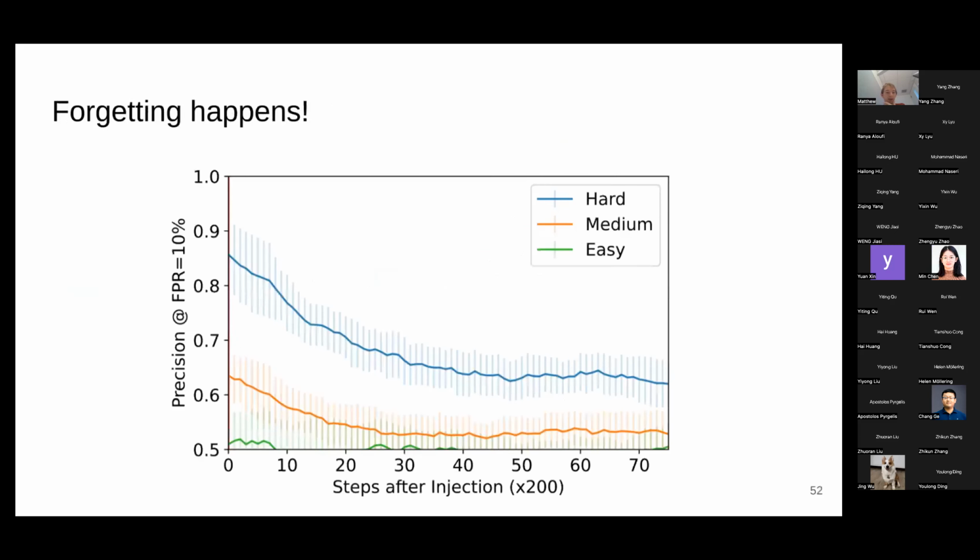And it turns out that you get a nice steady decrease in membership inference accuracy over the course of training, but it does take a long time. So here what I'm showing you is the precision of membership inference at some fixed false positive rate as a function of how long after this point was added into the training set. And I'm breaking this down into 3 different groups.